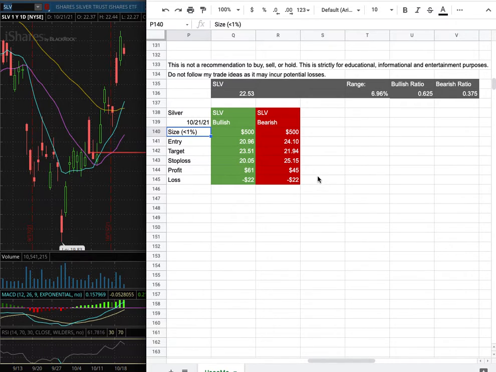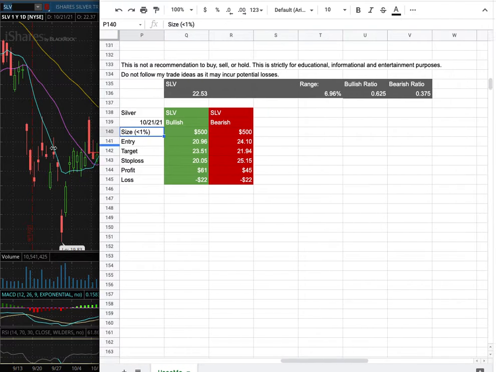However, if I were to open a short position, my entry is at $24.10. My sell target is at $21.94, and my stop loss is at $25.15. So whichever entry price were to hit first, that'll be my position of the week.